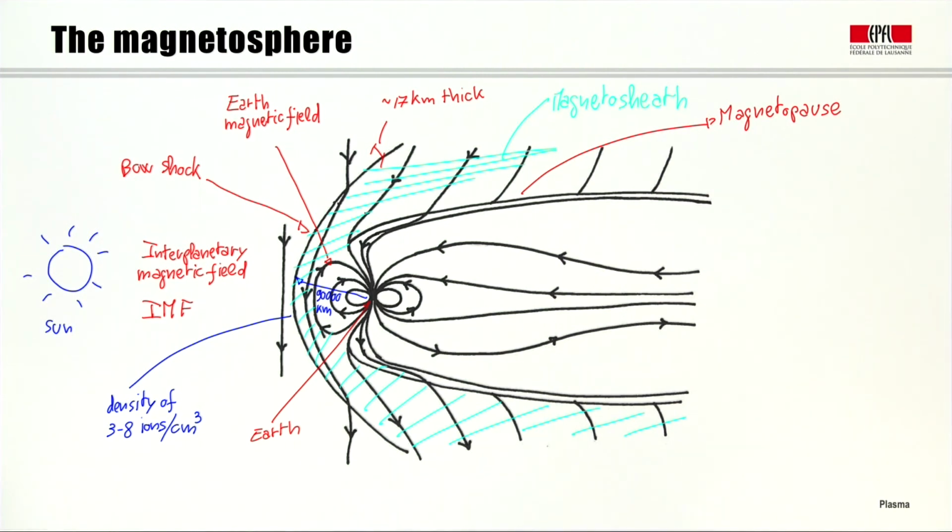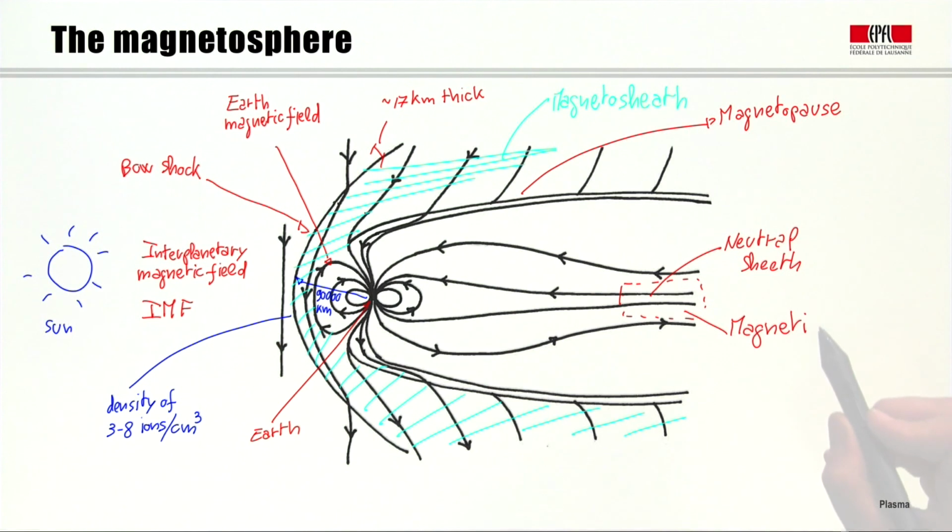By dragging the magnetic field lines of the Earth magnetic field with it, the solar wind deforms the magnetic field lines and creates a magnetic neutral sheet where the magnetic field lines are oppositely directed. As we have seen in previous modules, where oppositely directed magnetic field lines come together, magnetic reconnection can take place if the magnetic field lines are pushed together strongly enough.